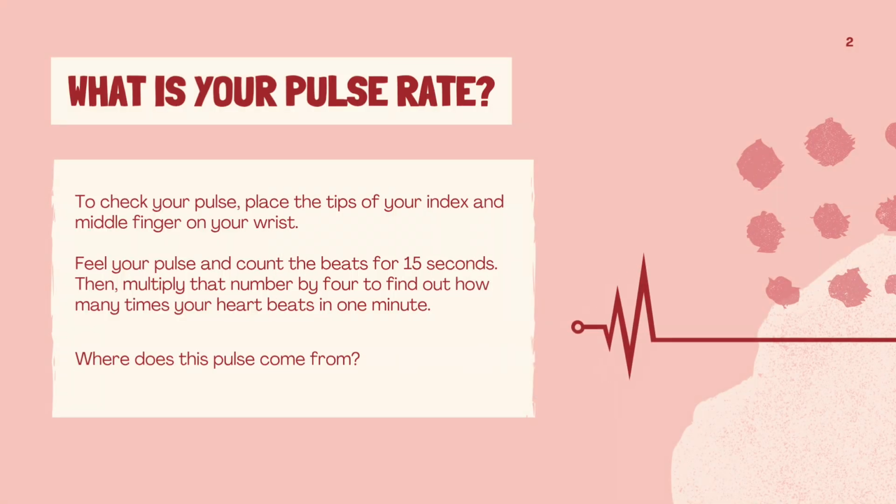What is your pulse rate? To check your pulse, place the tips of your index and middle finger on your wrist. Feel your pulse and count the beats for 15 seconds. Then, multiply that number by 4 to find out how many times your heart beats in 1 minute. Where does the pulse come from?